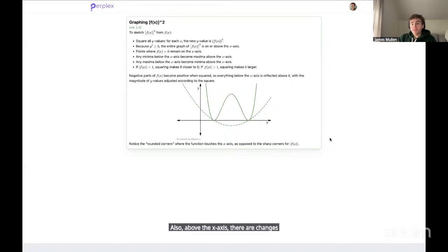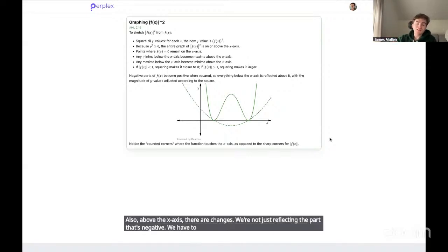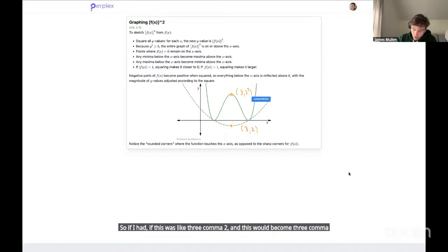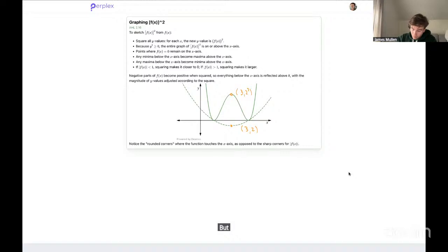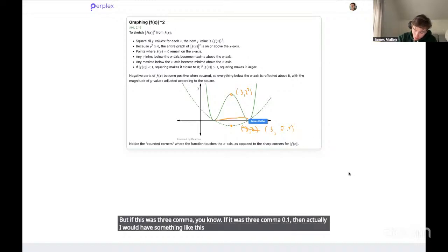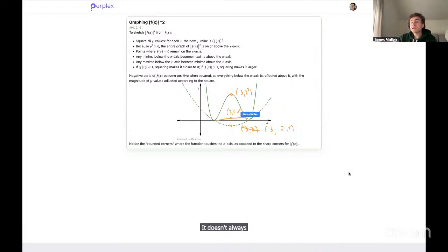Also, above the x-axis, there are changes. We're not just reflecting the part that's negative, we have to square all the values, which is going to, in general, bring things up if they're above 1, or bring things down if they are below 1, right? So if this was like 3 comma 2, then this would become 3 comma 2 squared, which would be 4. But if it was 3 comma 0.1, then I would have something like this in the end, because this would be 3 comma 0.1 squared, which would be 0.01. So it doesn't always get bigger. It gets bigger, though, for anything that's bigger than 1, okay?